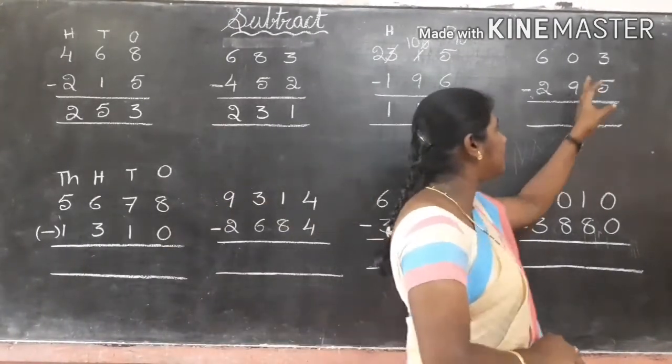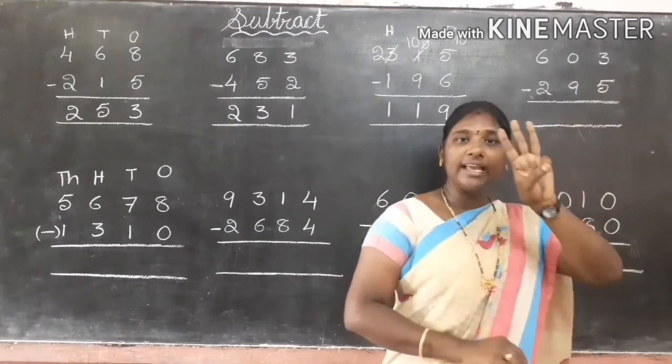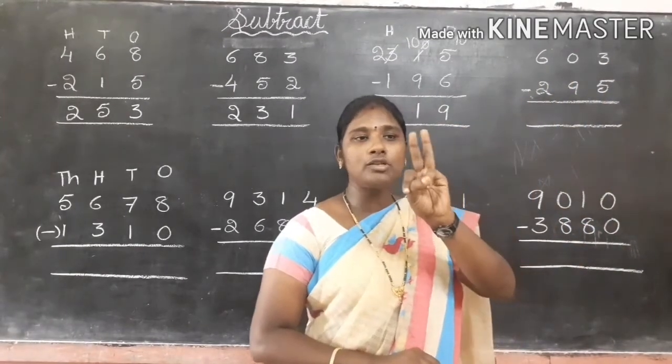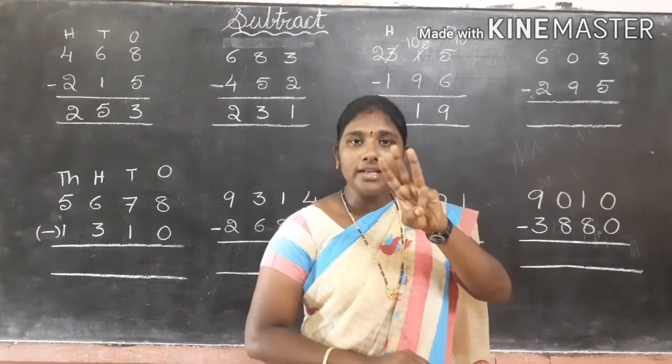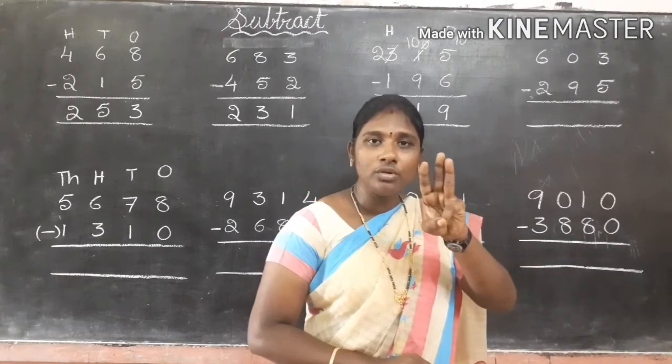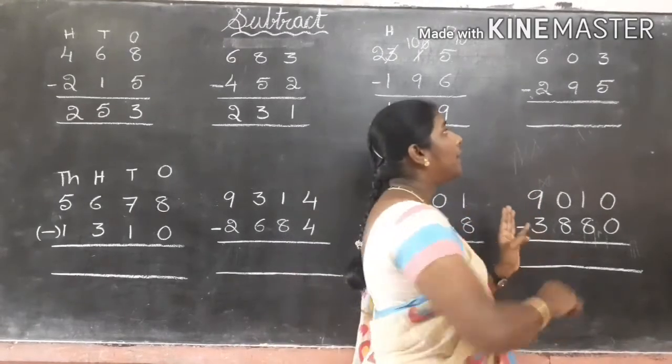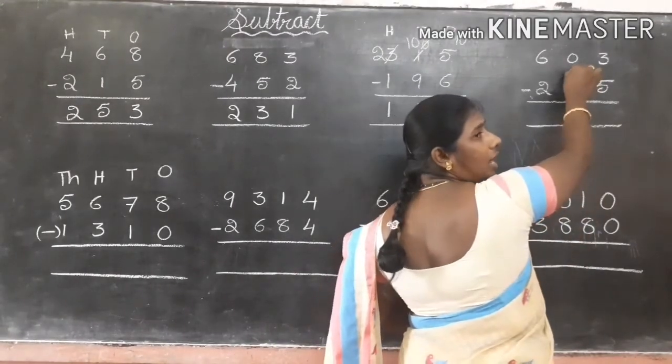Next here, say next. Here up number is 3. Take 3 fingers. Down number 5. We have to close 5. 1, 2, 3. 3 only is there. Is it possible to do? No. So we have to take the borrow from the before place too. But here 0 is there. What we have to do?